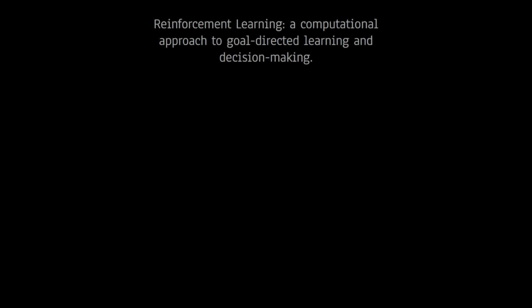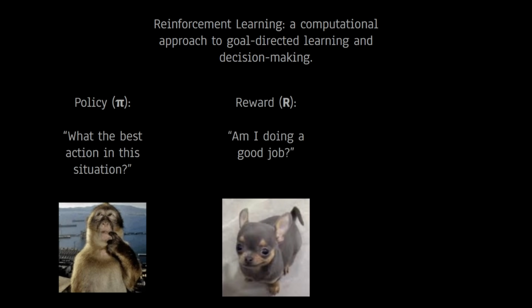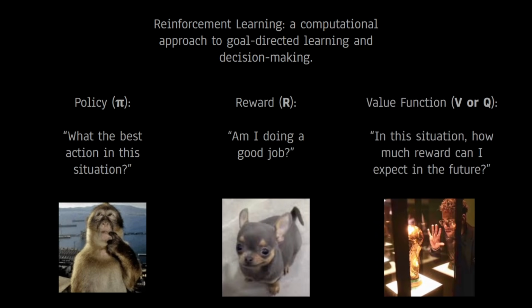Reinforcement learning is a computational approach to goal-directed learning and decision-making, where the agents strive to achieve a specific objective by maximizing total rewards. The whole process being interaction-based so the agents can learn from their trial and error. There are 3 key elements to a basic reinforcement learning framework. The first being policy, the second being rewards, and the third being a value function.